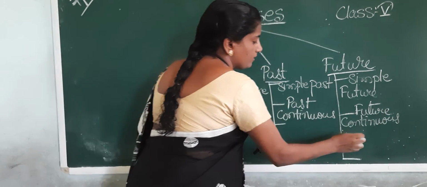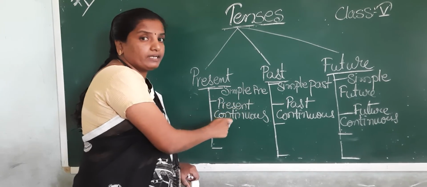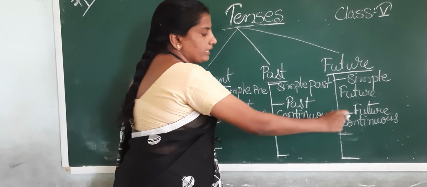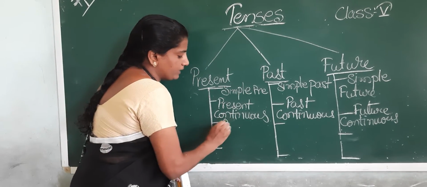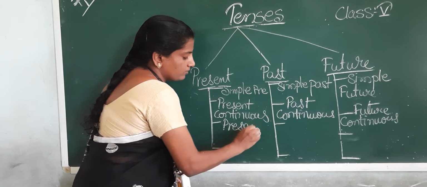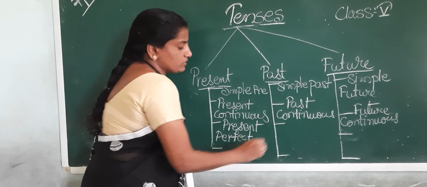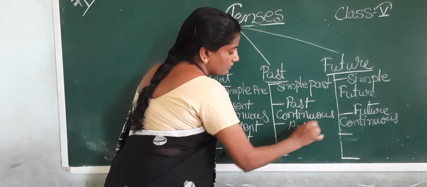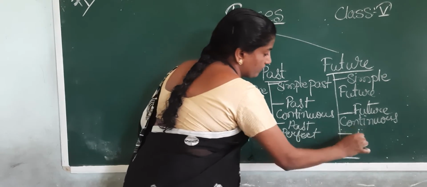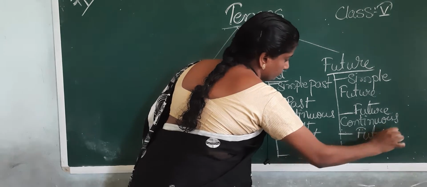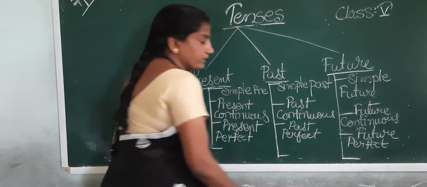Now see, children, here I have divided the tense again. The second type: present continuous, past continuous and future continuous. Our third type: present perfect, past perfect, future perfect. I hope you all can understand, children. Later on I will send the notes.